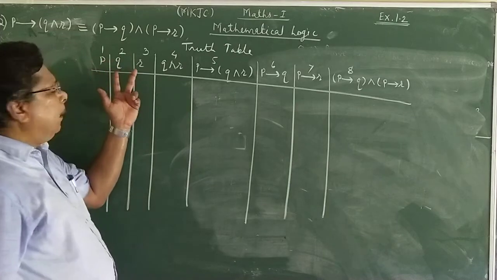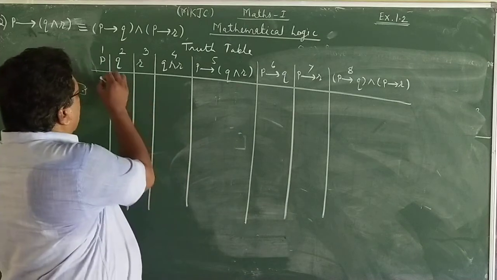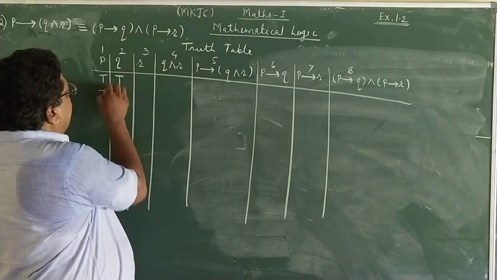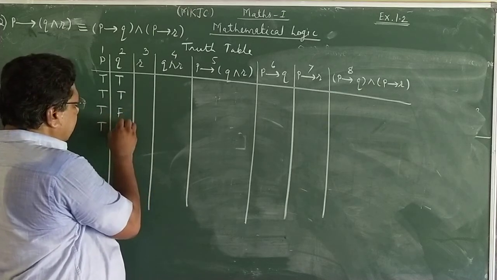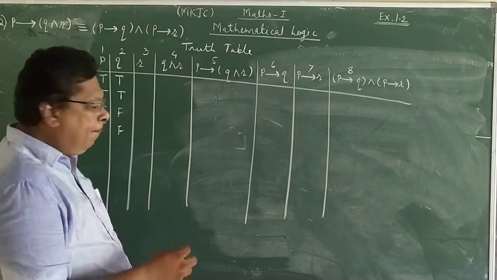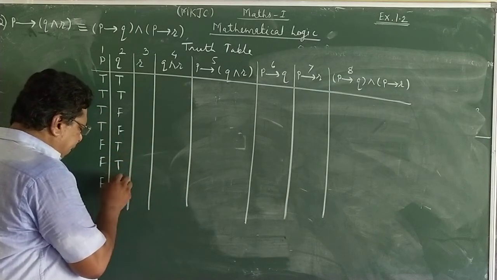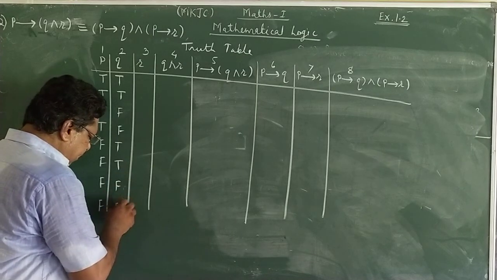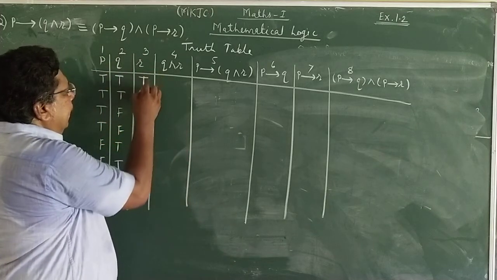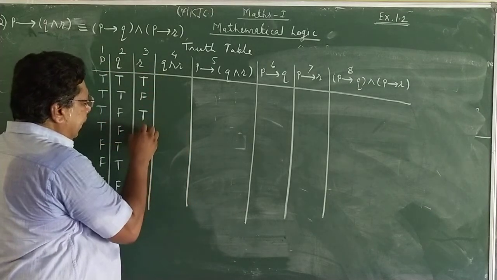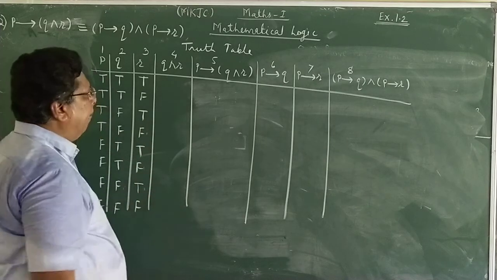Okay, now P, Q, R, there are 3 statements. Therefore, there are 8 possibilities. How can we write the 8 possibilities? First write down TT 2 times, TF 2 times, FT 2 times, and FF 2 times. Third column, write down alternate, that is T, F, T, F, T, F, T, F.